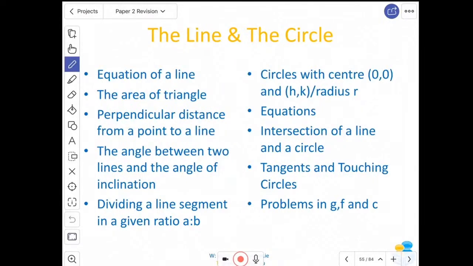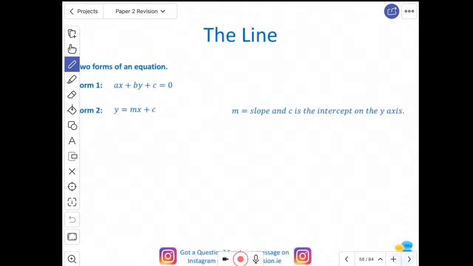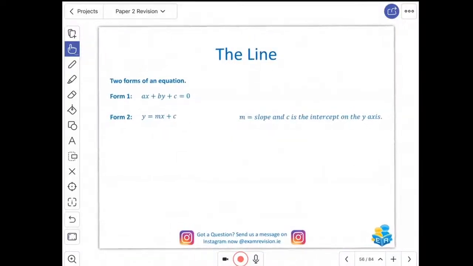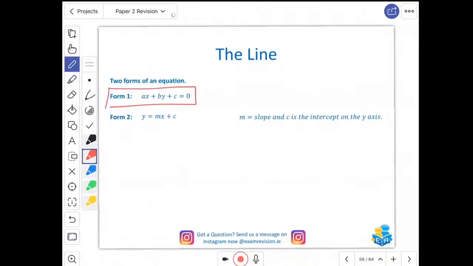So for the line, a lot of this stuff you would have done in your Junior Cert, and when it comes up on the Leaving Cert, it's more of an applications question or getting you to work backwards using your formulae. The first thing to remember is that in your equation for the line, in Leaving Cert, we do a lot of the time leave it in that form 1. If you see it written like that, it just means it's your equation of a line where you've brought everything over to the left-hand side. And form 2, which we used a lot in Junior Cert, is y equals mx plus c, where m is your slope and c is your y-intercept.